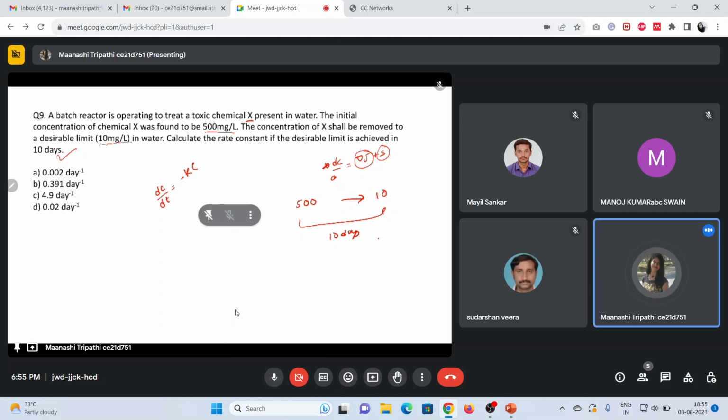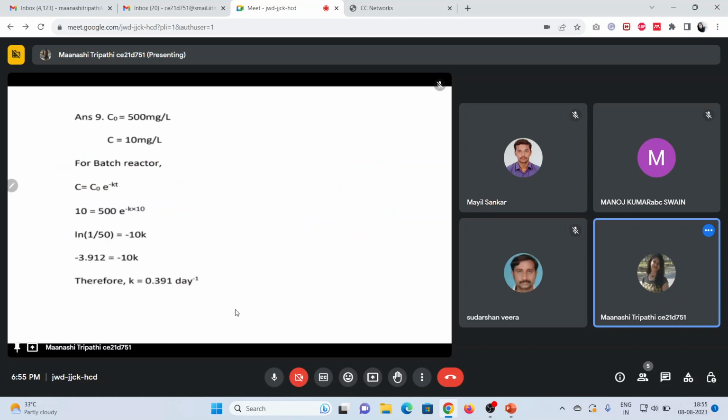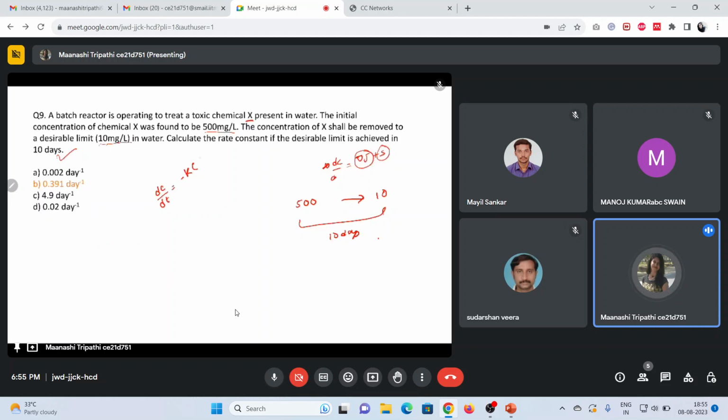We will see the solution now. So the answer is 0.391 per day. How are we getting to it? When you solve this by integration, you will get C is equal to C naught e raised to power minus kT. C naught is your initial concentration, C is the desired concentration, K is the rate constant you want to calculate, and T is the time, which is 10 days.